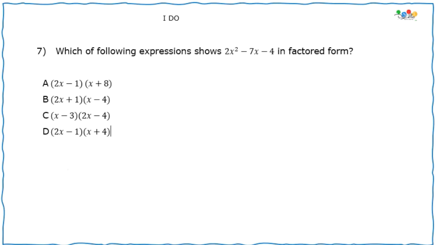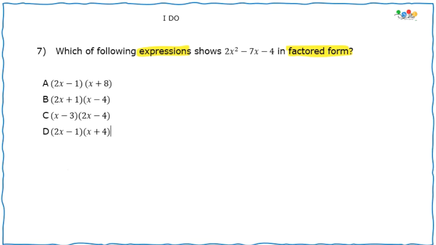Hello students. So let's do the next problem. Question says, which of the following expressions shows 2x squared minus 7x minus 4 in factor form? In other words, they want to find out which of the following expressions, A, B, C, or D, is the one that matches 2x squared minus 7x minus 4. And it says factor, because yes, we're looking for factors, right?